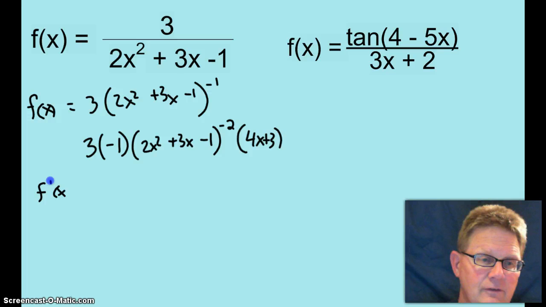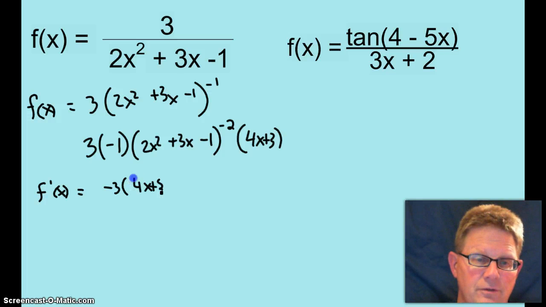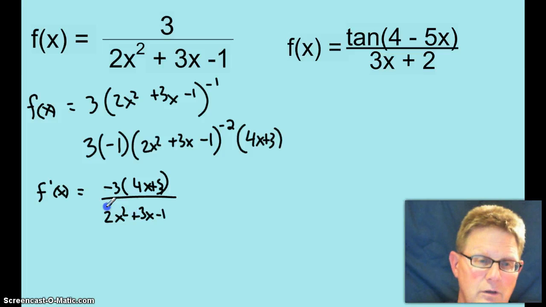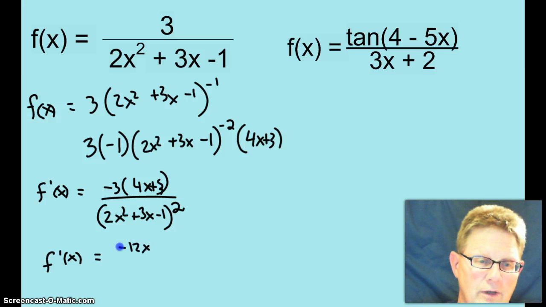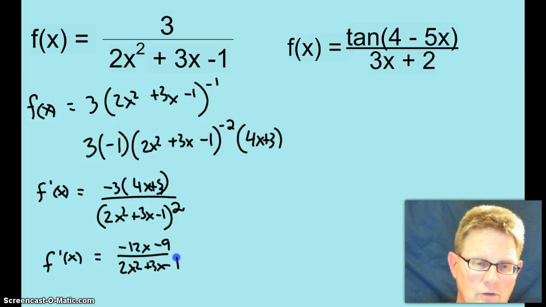f prime of x equals negative 3 times 4x plus 3 all over 2x squared plus 3x minus 1. Moved it back down in the denominator to the second power. f prime of x equals negative 12x minus 9 all over 2x squared plus 3x minus 1, quantity squared.